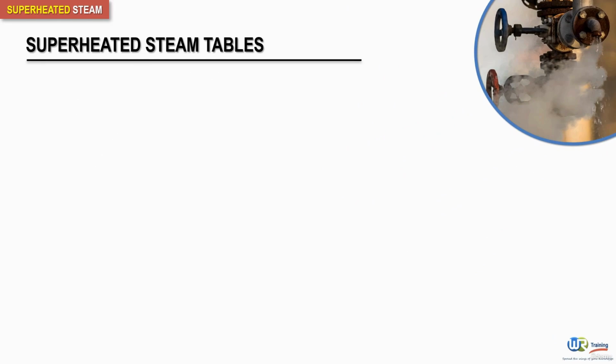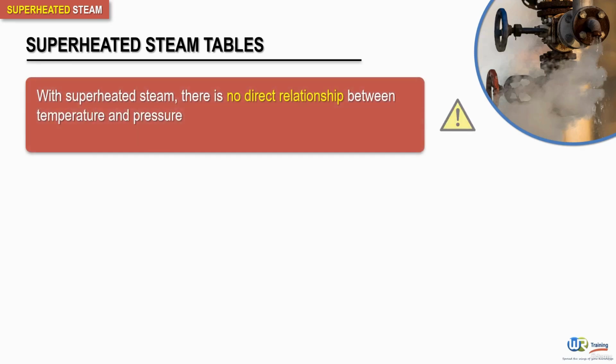The superheated steam tables display the properties of steam at various pressures in much the same way as the saturated steam tables. However, keep in mind, with superheated steam, there is no direct relationship between temperature and pressure. Therefore, at a particular pressure, it may be possible for superheated steam to exist at a wide range of temperatures. In general, saturated steam tables give gauge pressure, while superheated steam tables give absolute pressure.